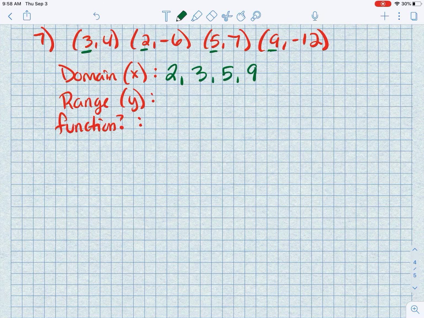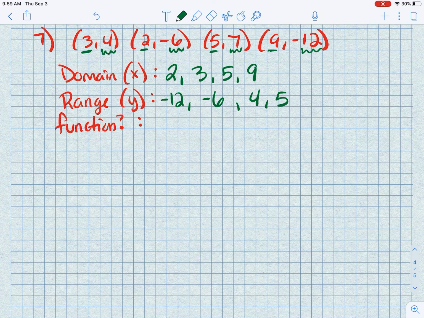Now look at your range, which are our y values. Remember, y is always the second number in the point. So we have 4, if we want them in order, let's try that again. I forgot. -6, 4, oh my goodness gracious, we have a -12 too. See, pay attention to your negatives. -12, -6, 4, and 5. So there's your range.